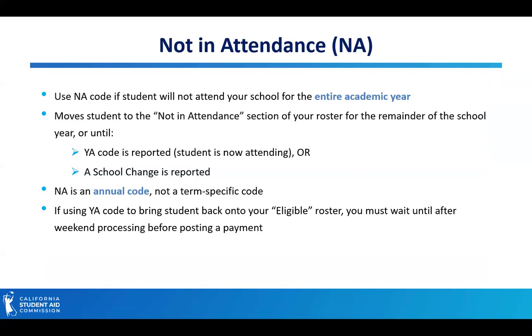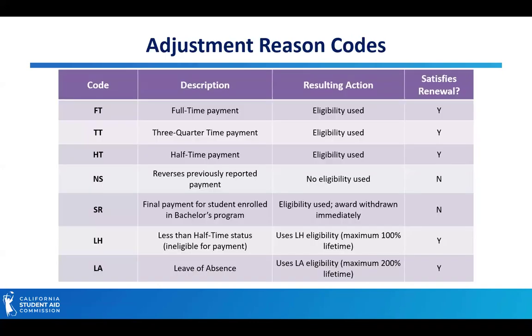Again, we have talked about NA, so I'm not going to say too much more, except that this is an annual code. So if in the fall you put NA and then we're in spring and the student still does not show up at the school, you don't need to report it again. It only needs to be reported once. And then hopefully that student will show up on campus. And if so, to bring them back, we use our YA code to bring them back to the active roster.